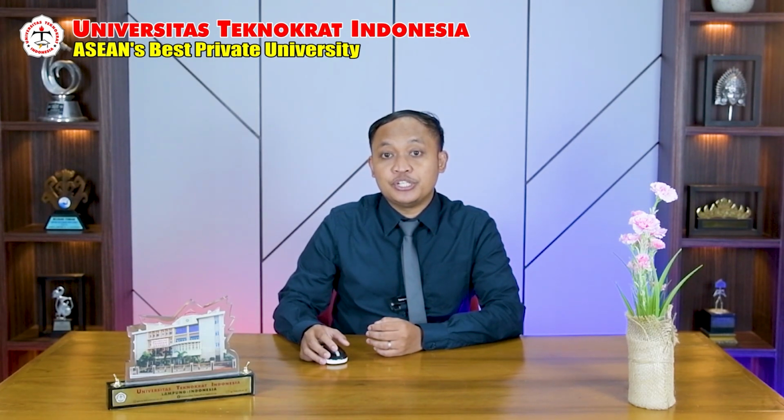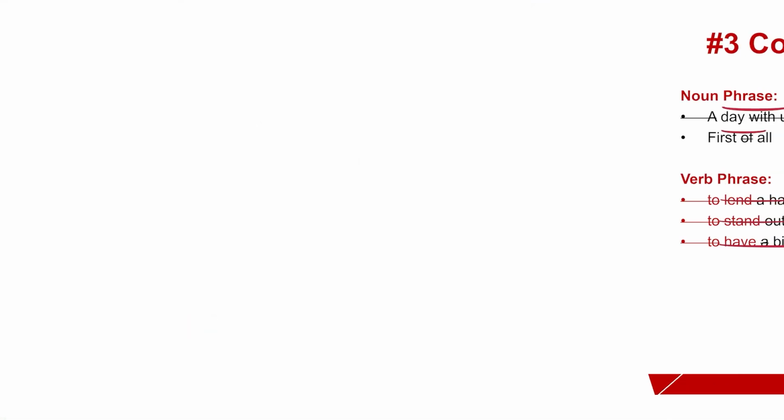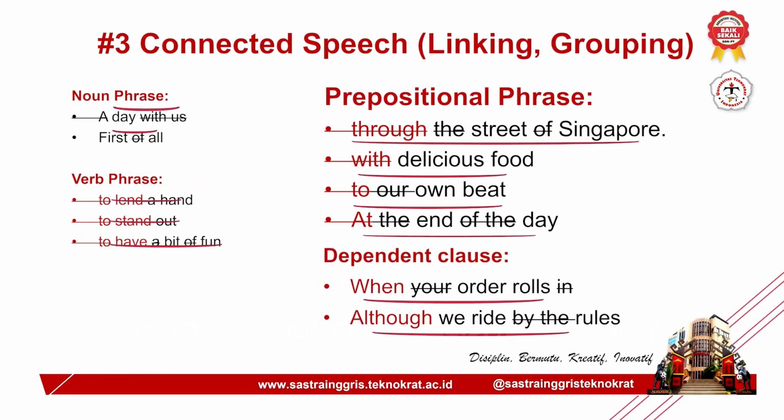Alright, I hope you've got the clear concepts of weak form in English in the groups of auxiliary, prepositions, pronouns, and also articles. Now let's move to the third part, which is connected speech, or simply you can say linking or groupings. In the pronunciation part, we can divide connected speech into several groups. The first one is noun phrase. Second one is the verb phrase. Third one is prepositional phrase. And the last one is dependent clause.